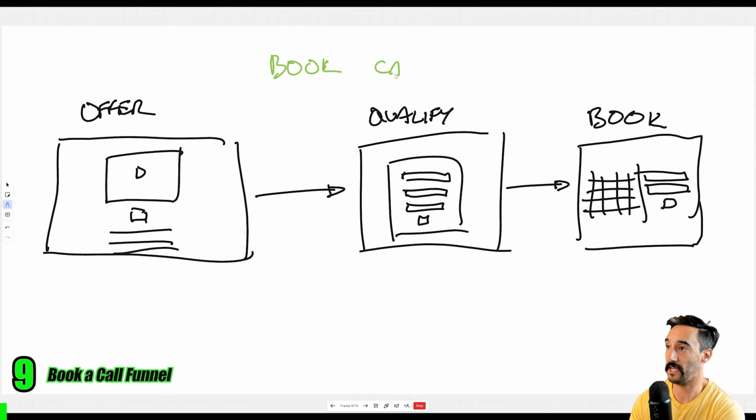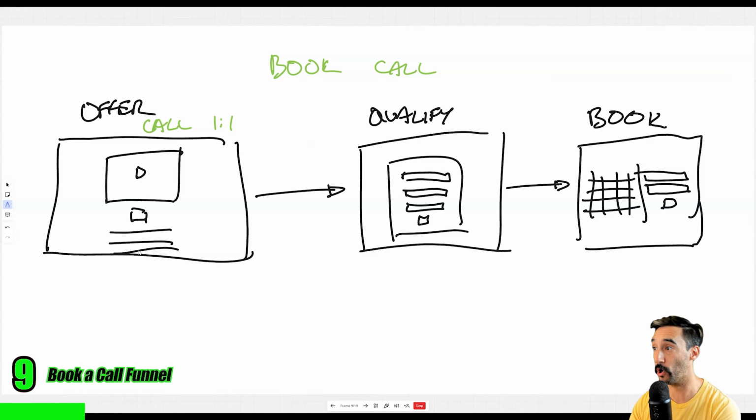Now, this literally is exactly what it says on the tin. We have some kind of offer where the offer is a call. It's one on one, and we say in 10 minutes, we can help you solve a problem. The key to this is not just having an offer page that allows people to book a call.